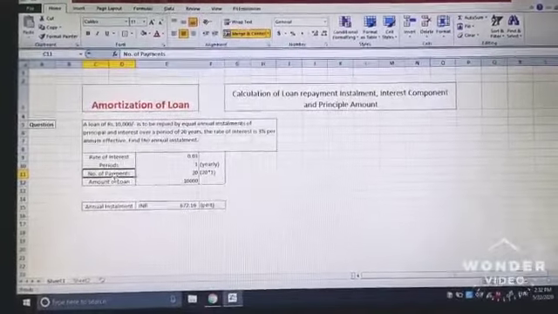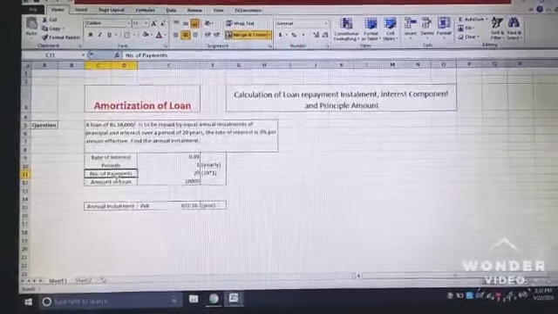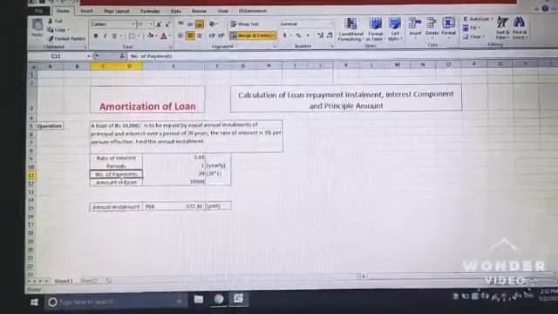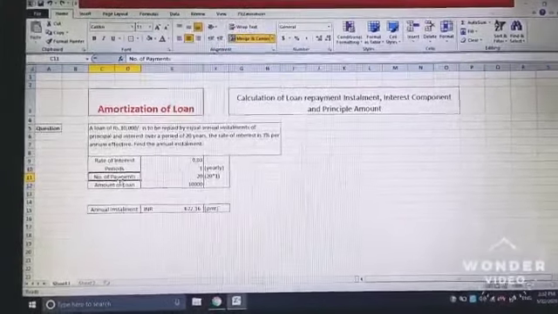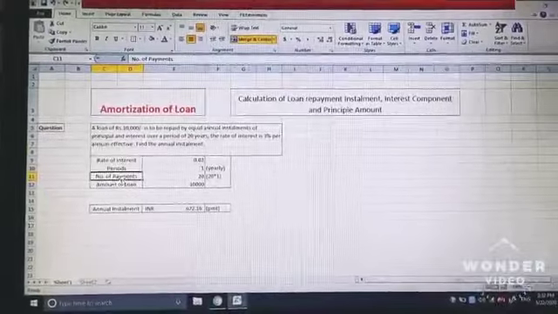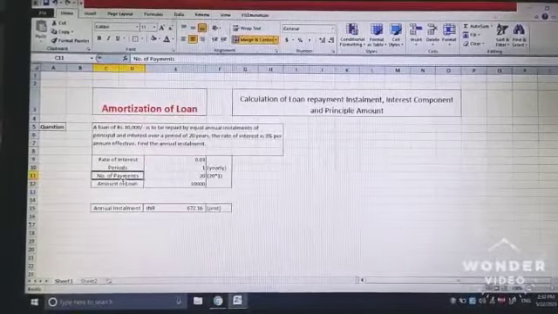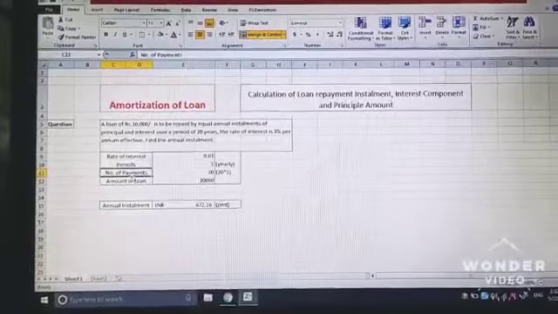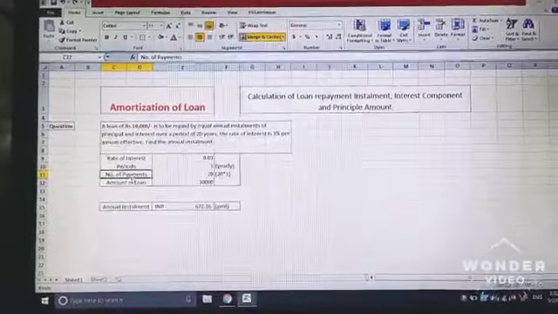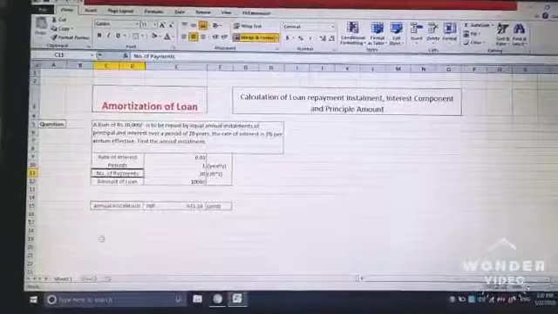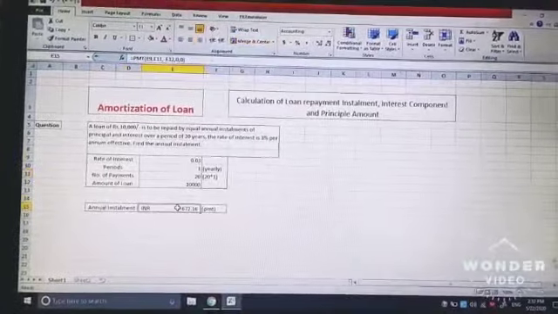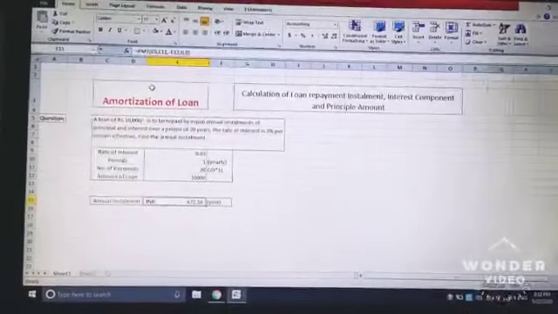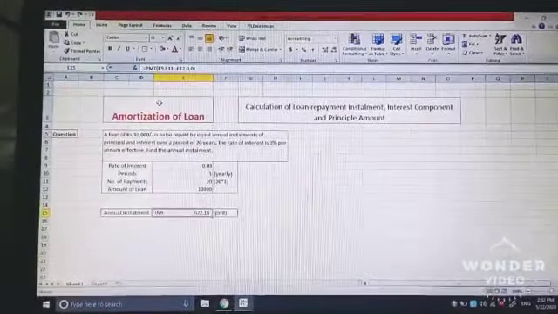Now like I said, when an installment is to be paid, we have the installment amount, and in the installment amount we have two things. We have the principal component of the installment and we have the interest component of the installment. Now to calculate the annual installment amount, we'll put the formula. Like you can see, the formula is PMT. So we'll write equal to PMT.